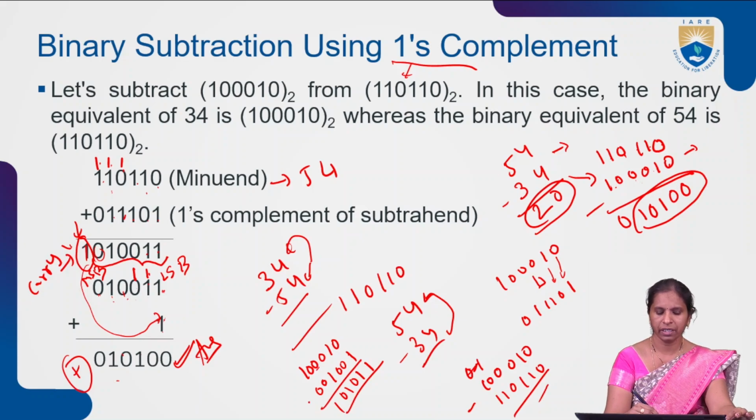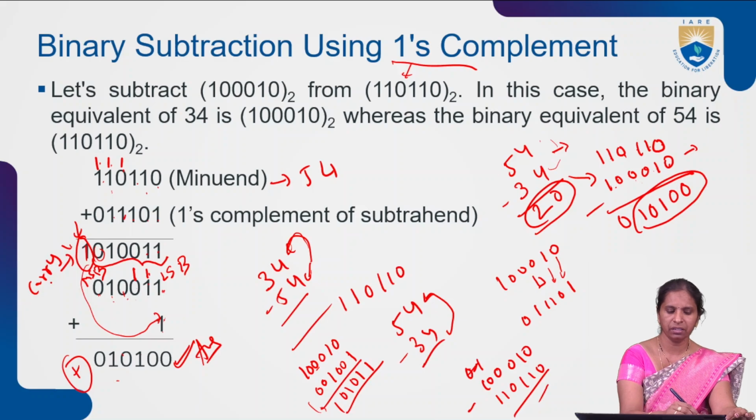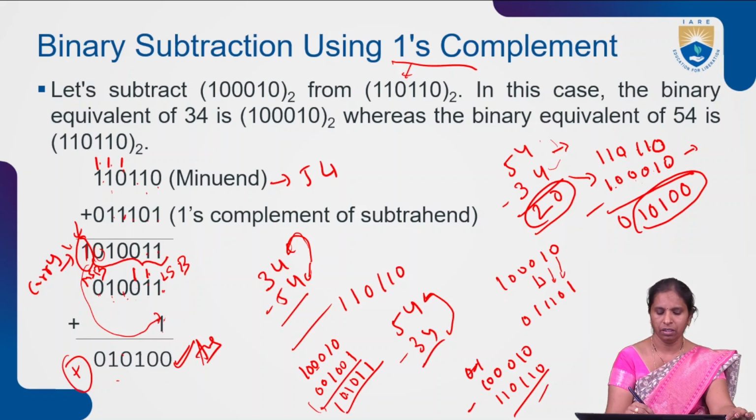Then see here you are not getting any carry because you are subtracting bigger number from the smaller number. If you subtract smaller number from the bigger number, you are getting the carry. That carry you are adding here. If you are subtracting bigger number from a smaller number, you are not getting any carry. Then how do you get the result? You have to take the 1's complement of this. What is 1's complement of this? Nothing but 010100.